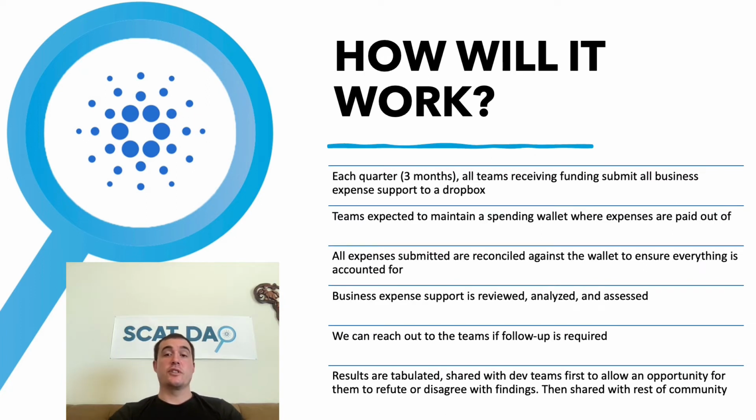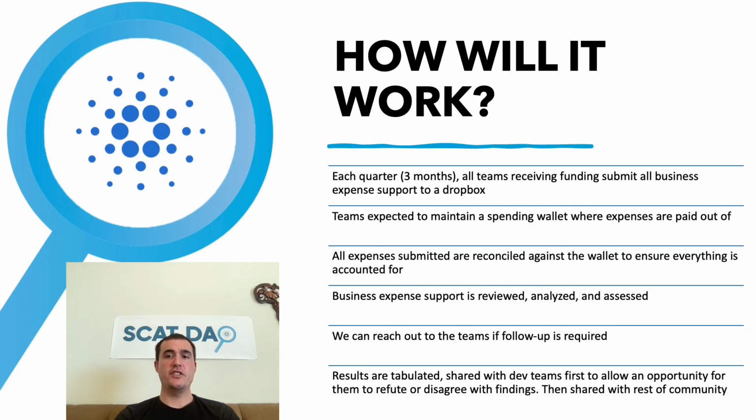Okay, so how does this all work? Each quarter, every 3 months, all teams receiving funding submit all business expense support to a Dropbox. Teams are expected to maintain a spending wallet where all project expenses are paid out of. All expenses submitted are reconciled against the wallet to ensure everything is accounted for. Business expense support is reviewed, analyzed, and assessed for reasonableness. We can reach out to the teams if follow-up is required, so if we were looking at expenses and it didn't make sense, we could reach out to them for explanations.